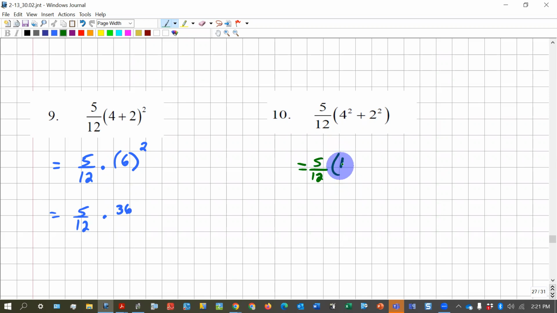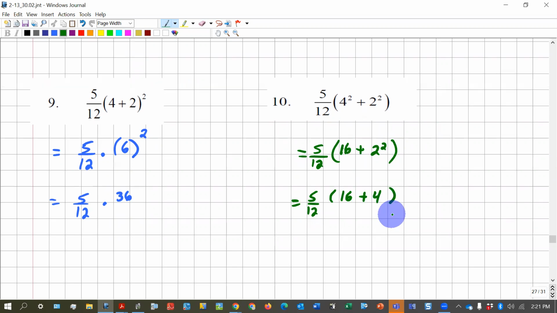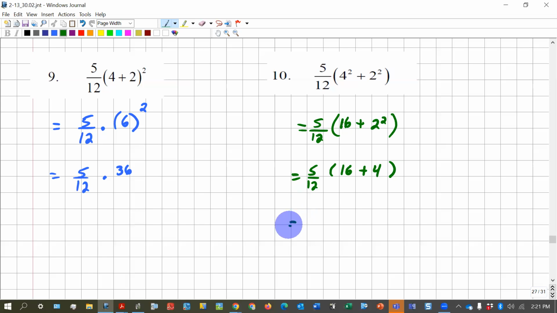First would be 4 times 4. Then would be 2 times 2. And then we'd add inside the parentheses.